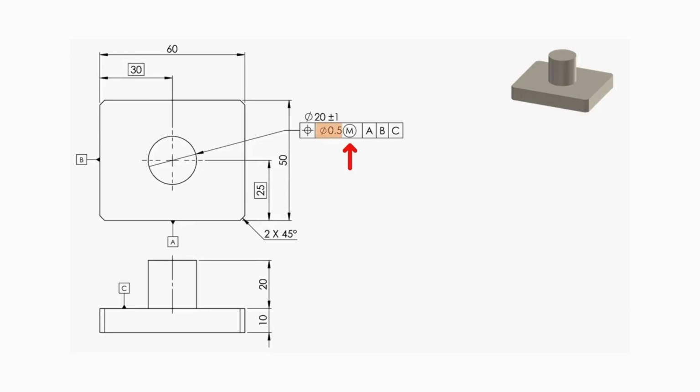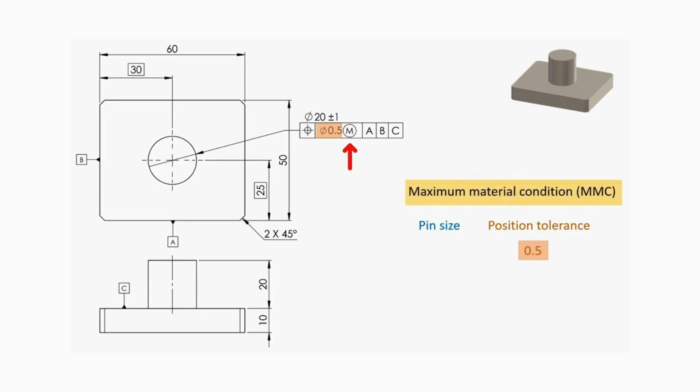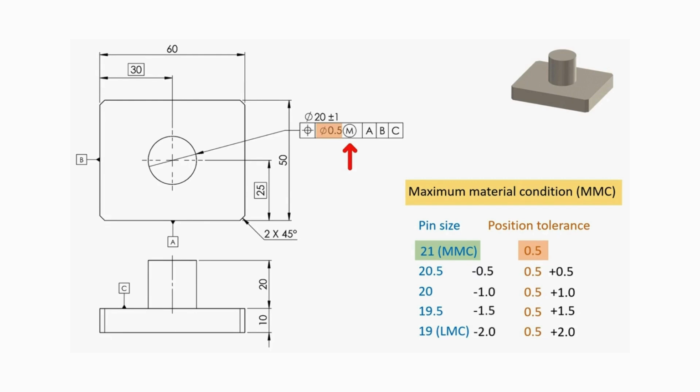So applying the MMC modifier with positional tolerance, let's say 0.5 millimeters in this example, we are communicating that position tolerance 0.5 millimeters only needs to be exact when the feature of size is at maximum material condition, MMC. This means when the pin size is at maximum of 21 millimeters. If our feature of size, like our pin, gets smaller, the allowable position deviation will be increased by the same amount the feature of size decreases from MMC to LMC. And this extra deviation is known as bonus tolerance.